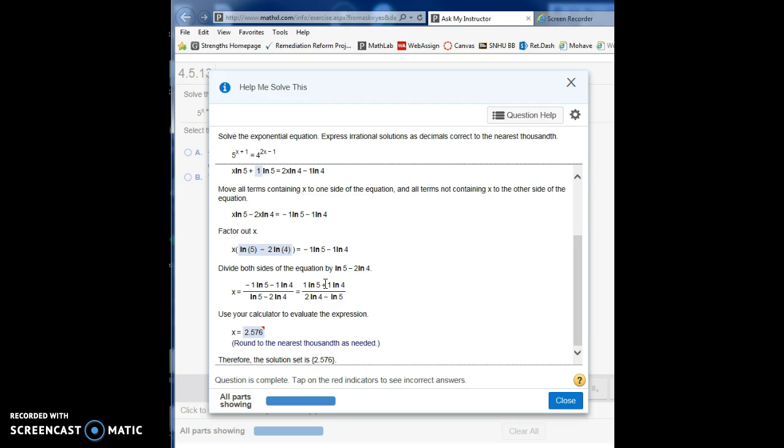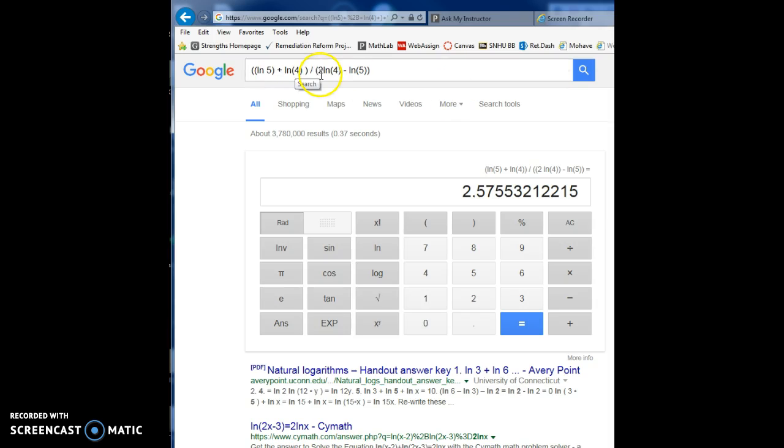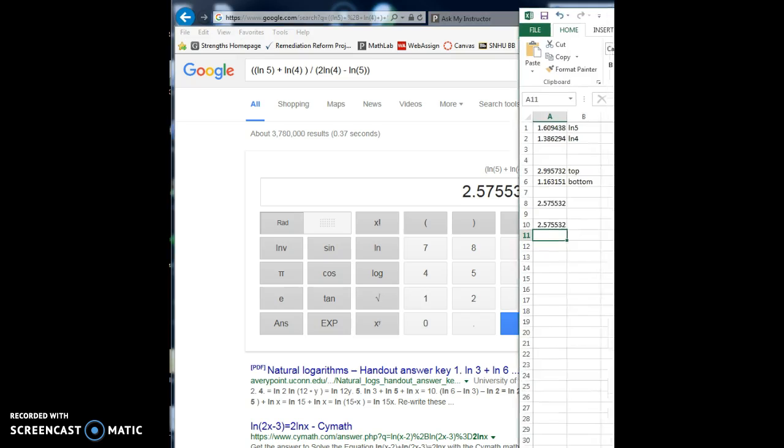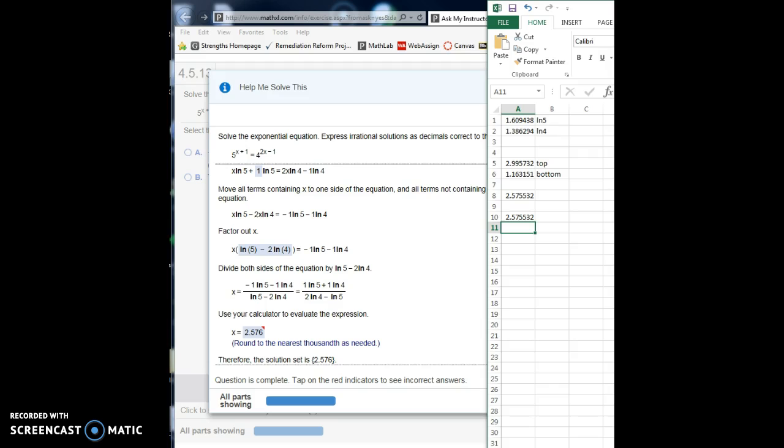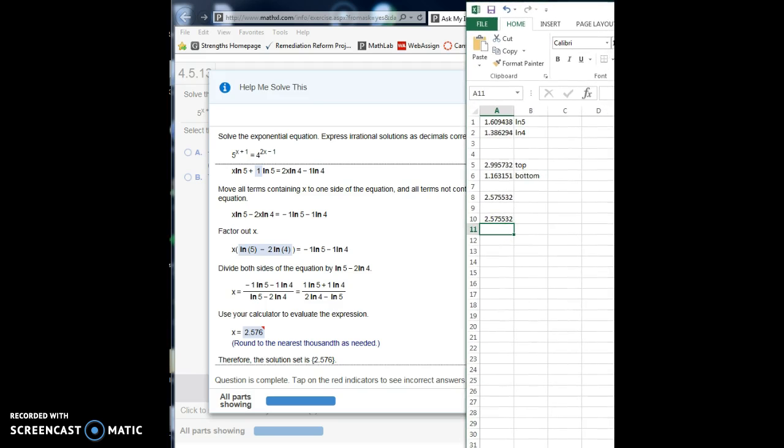You can use Excel, you can use Google. Let me show it to you in Google. You type it in, make sure you have parentheses around the entire top, parentheses around the entire bottom. It'll give you the answer. Handheld calculators should work. Excel is also, I recommend Excel if you're comfortable with it and have it on a computer.